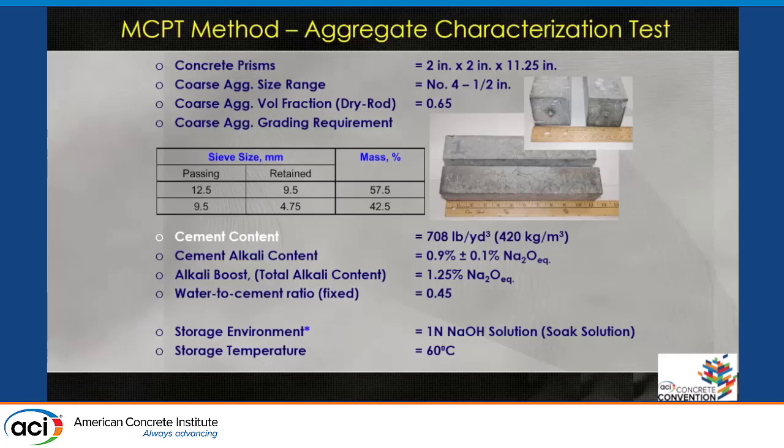So what I have there is basically a summary of how these samples are made and what the requirements are in terms of mix design. These are concrete prisms with a 2 by 2 inch square cross section and 11¼ inches long. Typically the coarse aggregate is limited to about a ½ inch max size, with a volume fraction of aggregate of about 0.65 and certain gradation requirements.